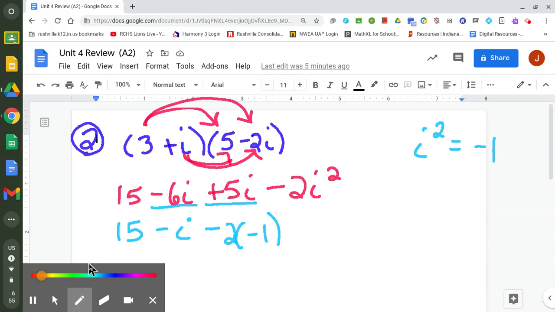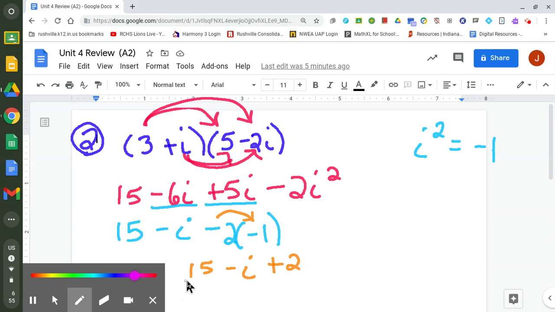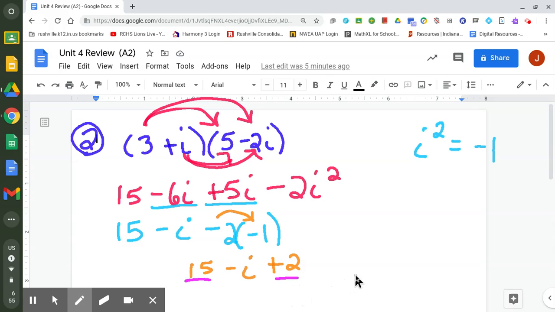So the next line would be 15 minus i, and then the negative 2 times the negative 1 is positive 2. So the i squared is completely gone. I have 2 like terms: 15 plus 2 gives me 17, and then minus i. We generally put the real part first and then the complex part second. The complex part is the i.